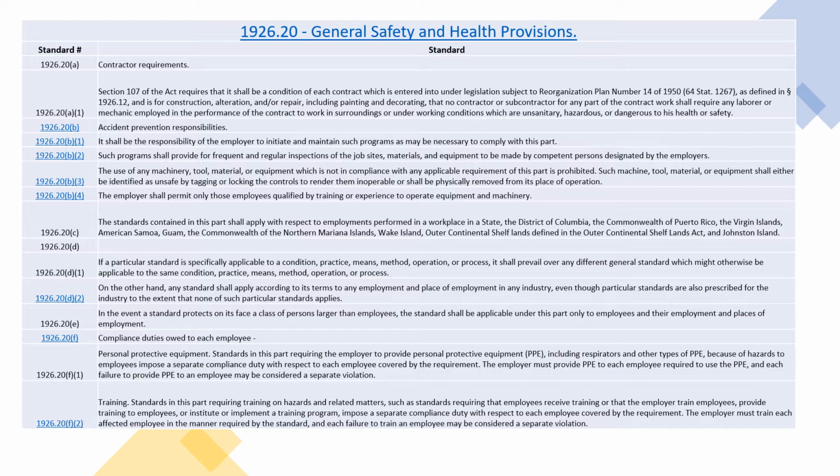1926.20(d)(1). If a particular standard is specifically applicable to a condition, practice, means, method, operation, or process, it shall prevail over any different general standard which might otherwise be applicable to the same condition, practice, means, method, operation, or process. 1926.20(d)(2). On the other hand, any standard shall apply according to its terms to any employment and place of employment in any industry, even though particular standards are also prescribed for the industry, to the extent that none of such particular standards applies.